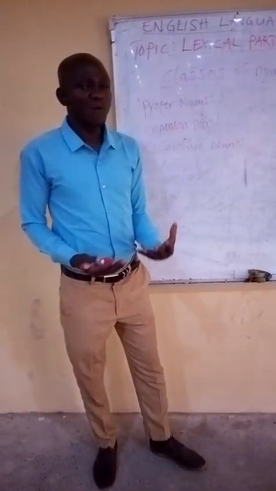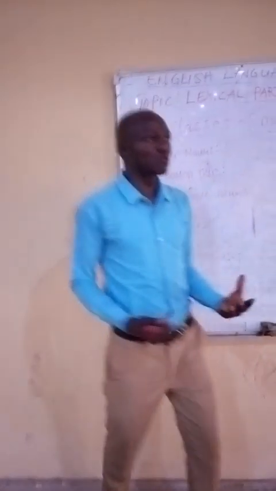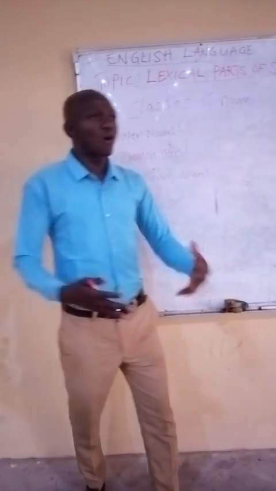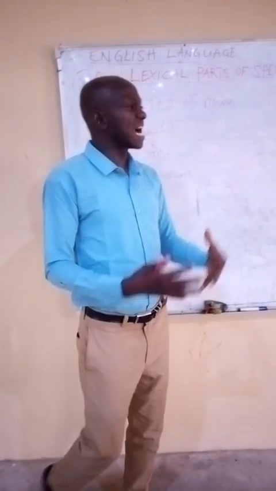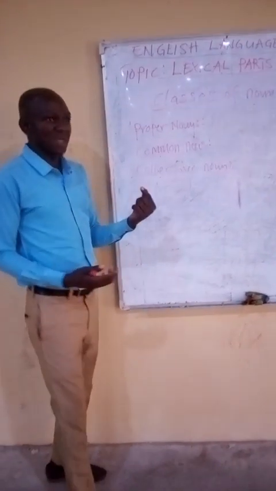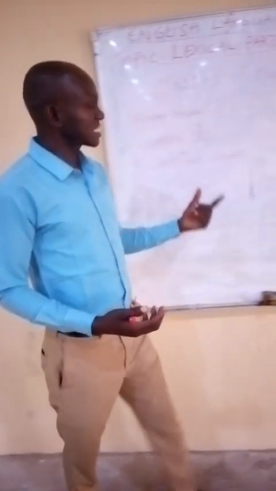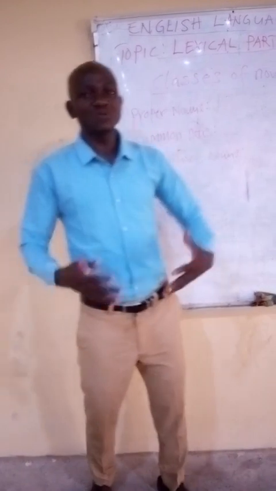A good example of a collective noun is audience. When we say audience, we're not referring to one person, but to a group of people coming to watch or observe an event. They are known as an audience. It's not one person. And audience is audience, and it refers to a group of people.